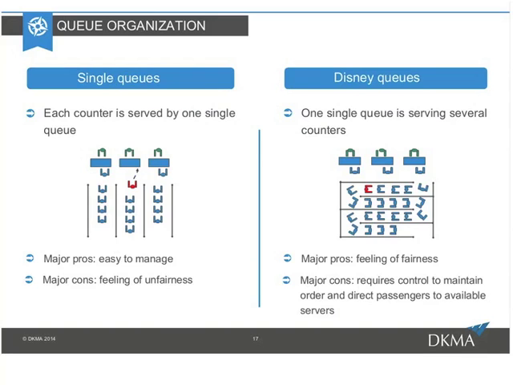And that's the advantage of the Disney queue on the right. They're seen as being much more fair. However, the negative is that for airports, you need a little bit more staff to manage these, because you're going to need people there at the front of the line sending people off to the right desks as quickly as possible in order to keep things going as smoothly as possible.